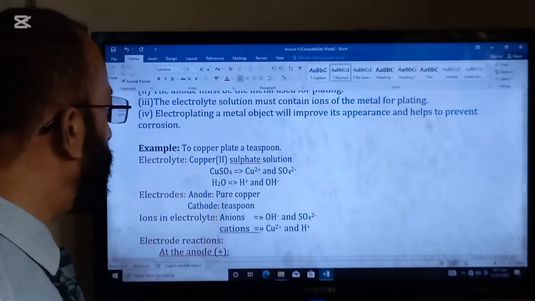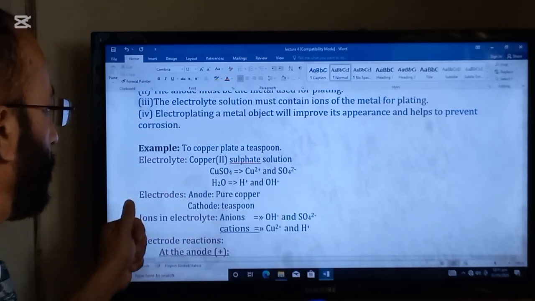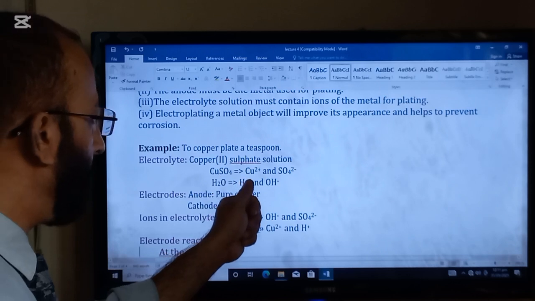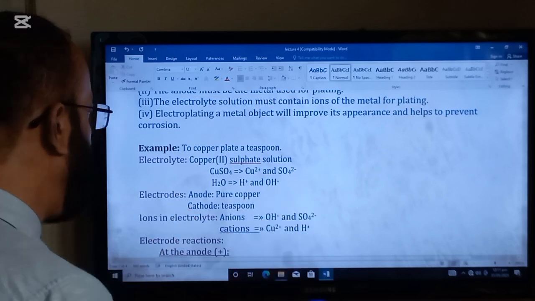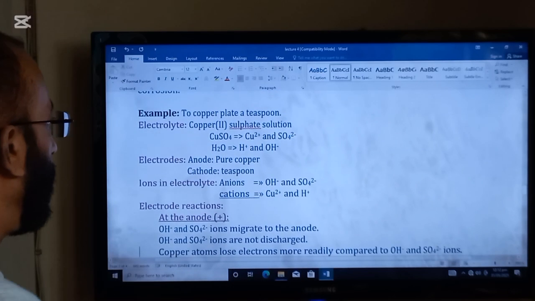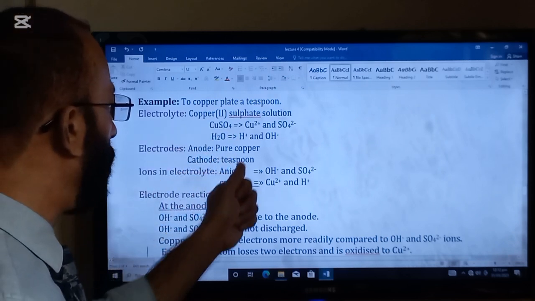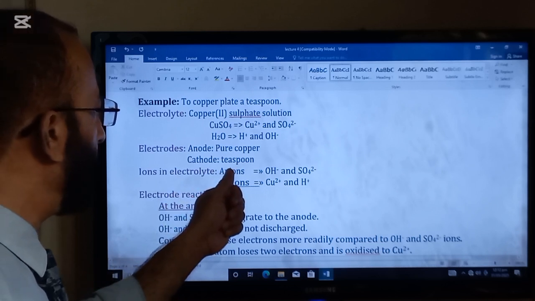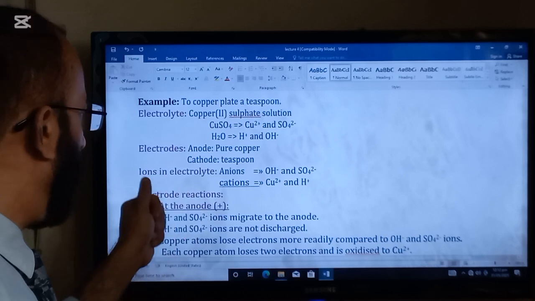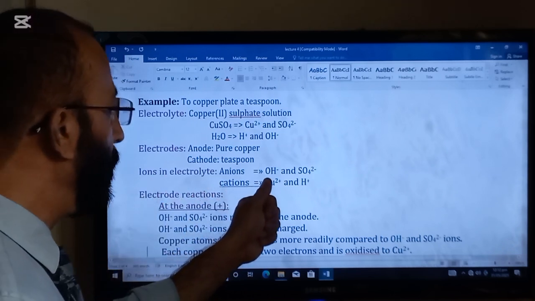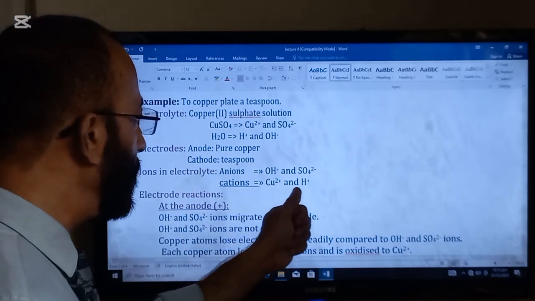To copper plate a teaspoon, electrolyte will be copper sulfate solution. Copper sulfate will form copper ion and sulfate ion, and water will form hydrogen ion and hydroxyl ion. Anode will be pure copper and cathode will be the teaspoon, which is going to be electroplated. Ions in the electrolyte: anions will be OH- and SO4 2-, and cations will be Cu2+ and H+.